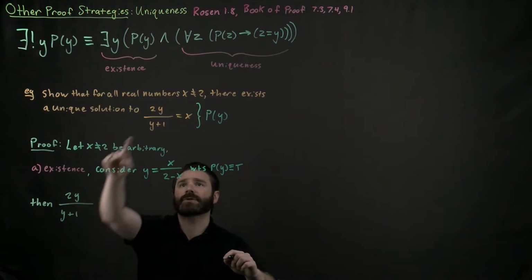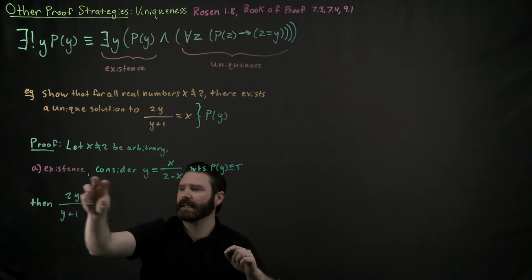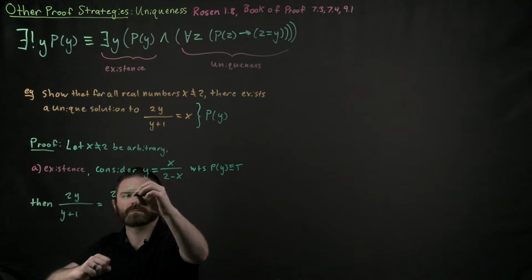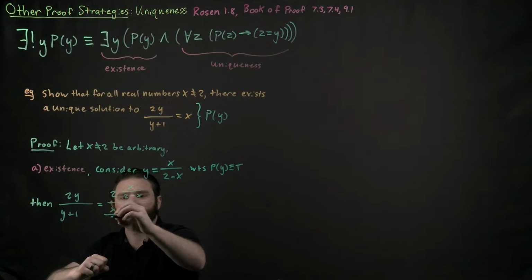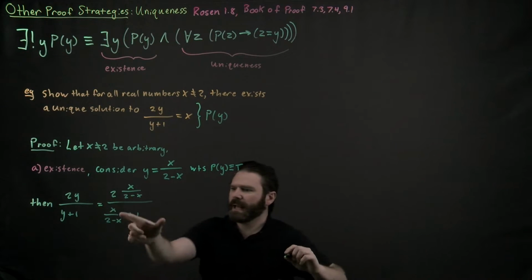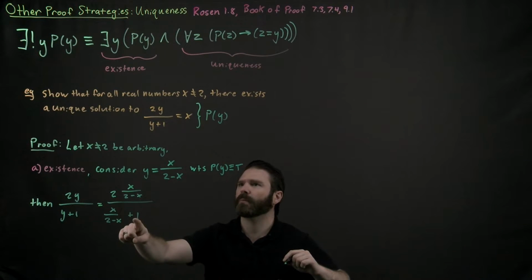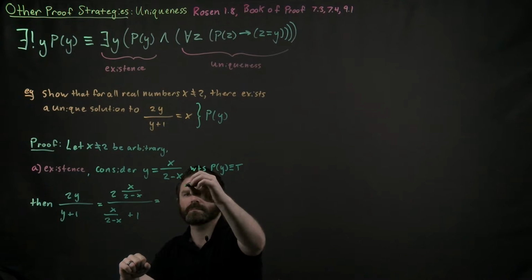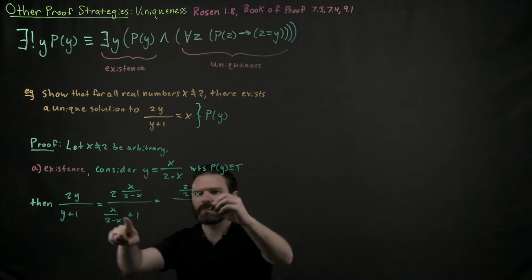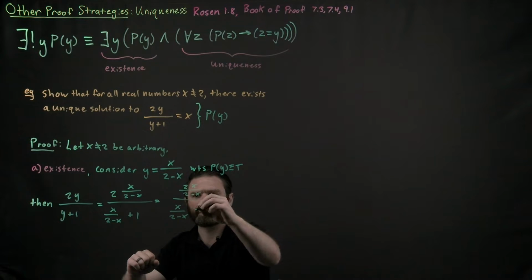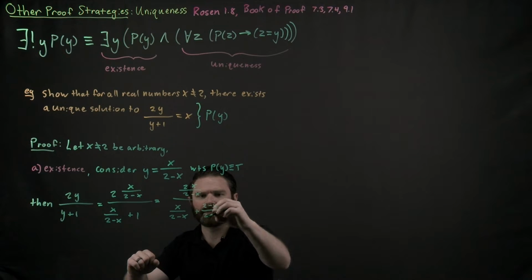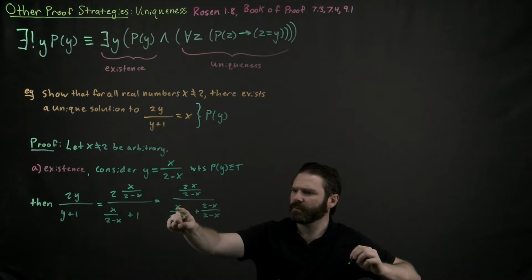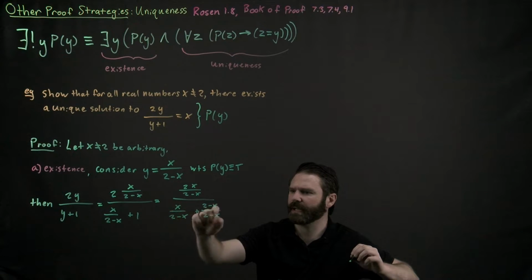Okay, so we have 2y over y plus 1. I'm going to take this and plug it in wherever I see y. And I got to do some simplification right here because remember, I'm trying to show that that's equal to x. So first off, let's find a common denominator here. Okay, found a common denominator. Let's go ahead and add these things together. The numerators, the x and the minus x, those cancel, so I'm going to get a 2 on the bottom.